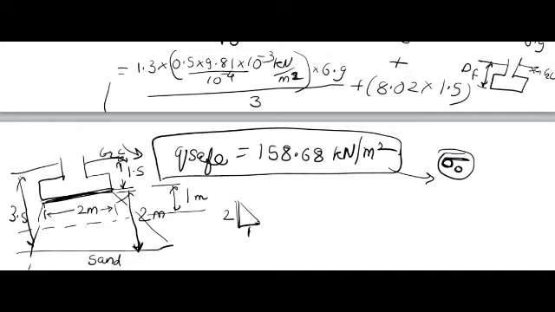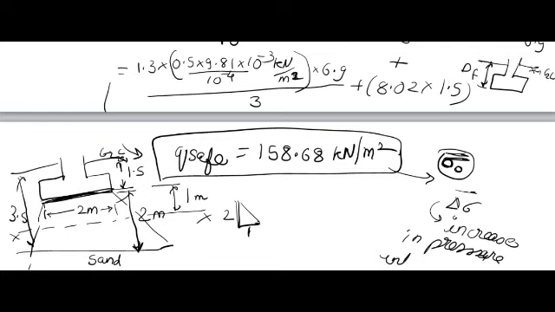So we have to find the initial effective overburden pressure, that is sigma 0 bar, and then we have to find the increase in pressure intensity. Let's consider this as level xx. Then we have to find delta sigma bar, that is the increase in pressure intensity. We have to find this.